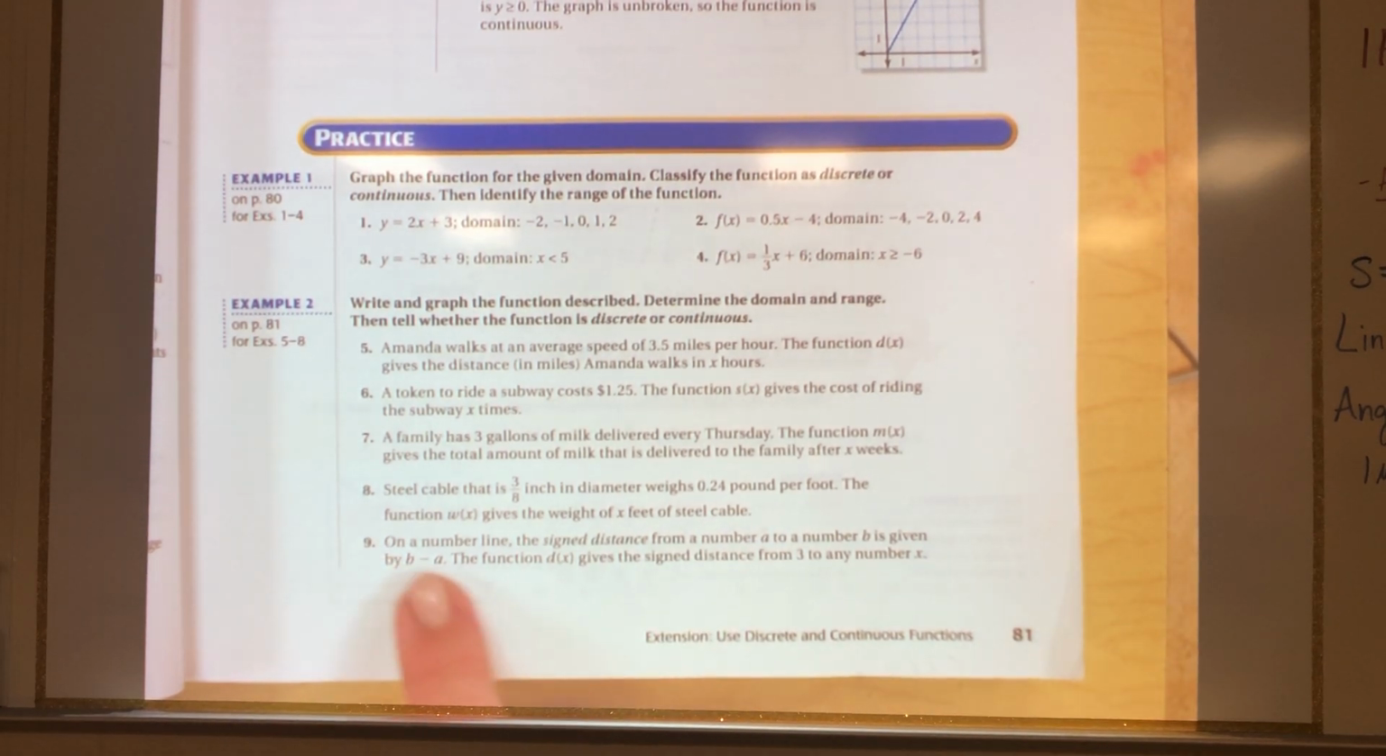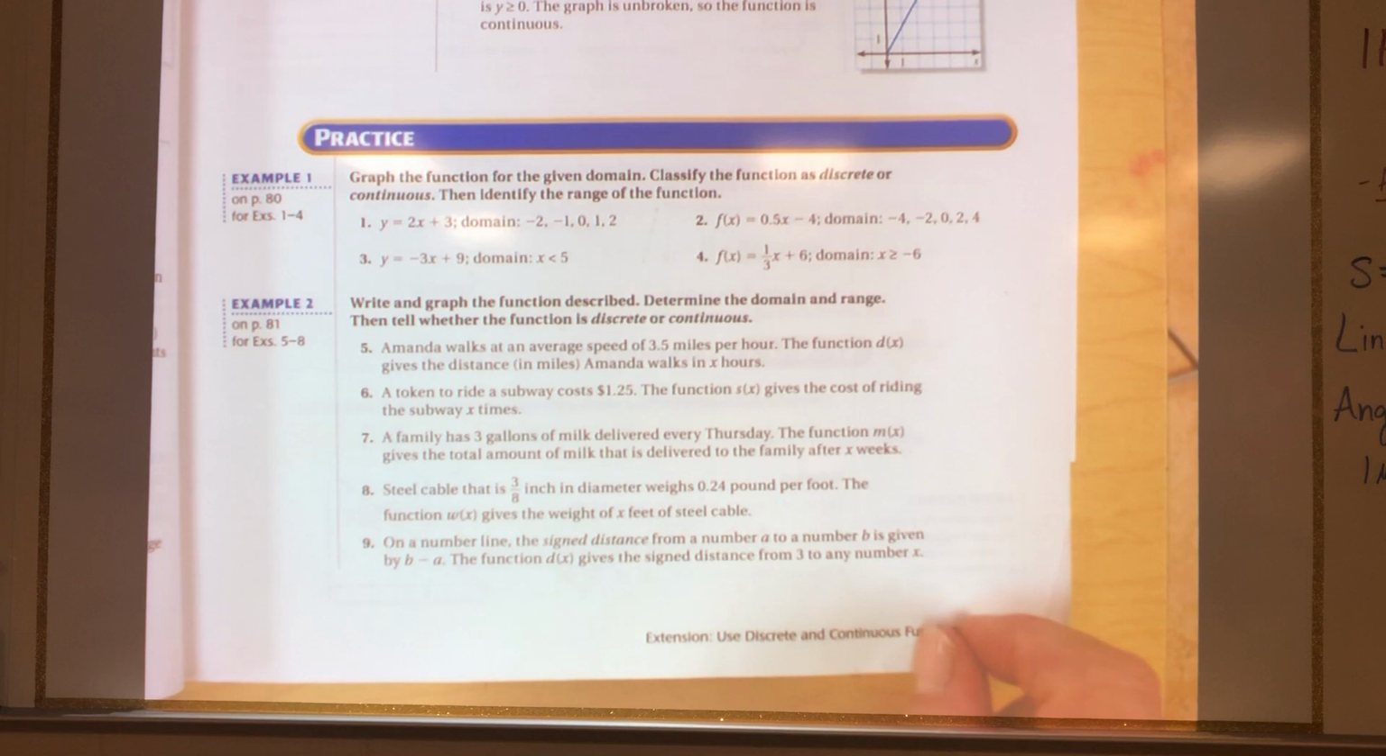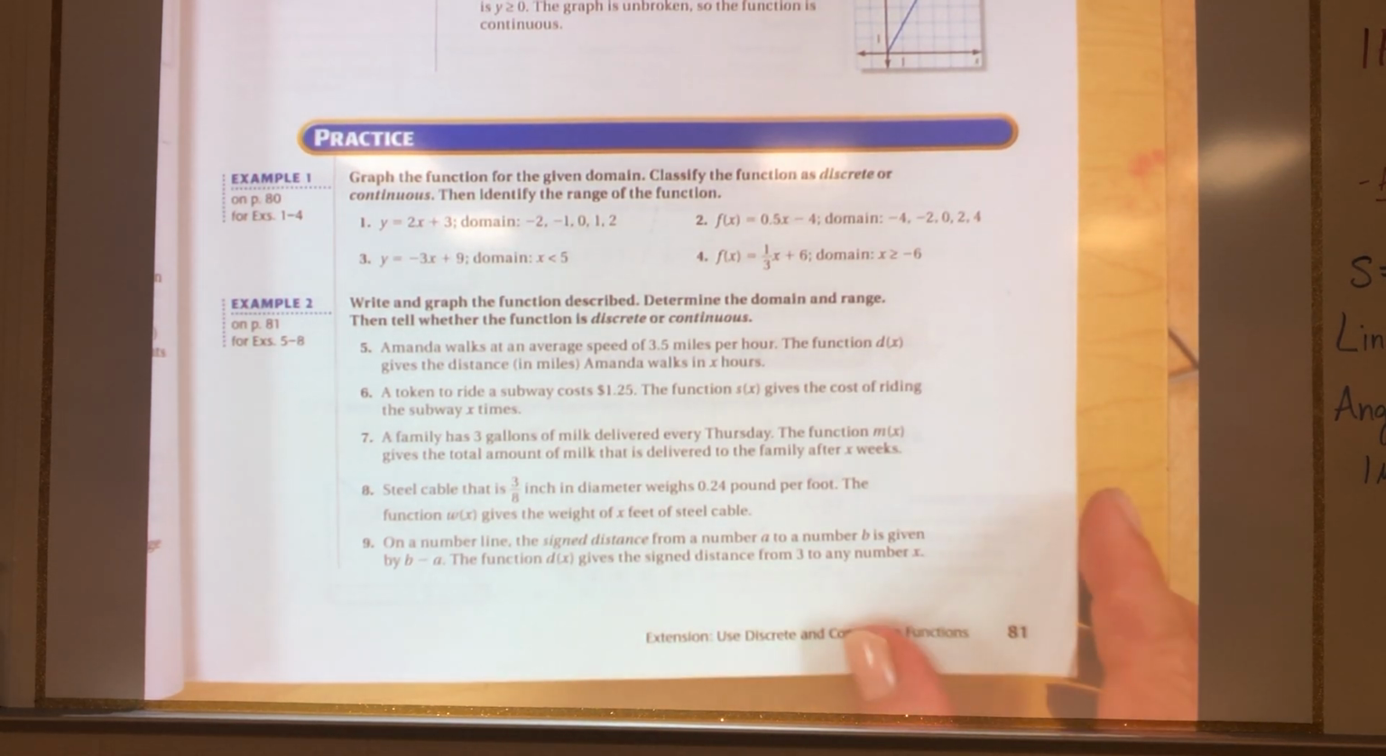Okay, number 9. On a number line, the signed distance from a number A to a number B is given by this formula, B minus A. The function d of x gives the signed distance from 3 to any number x. Continuous? Yes, any number x. So it could be 3.1, 3.2, 3.3, 3.4, 4, 4.1, 4.2. Okay, so any number and those ones in between. All right, everybody got it?